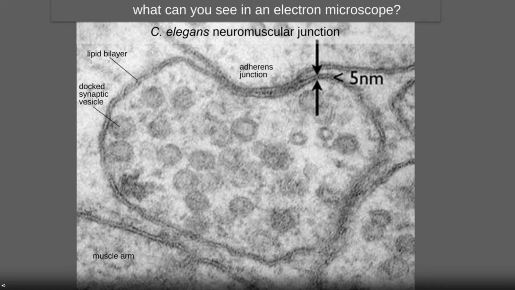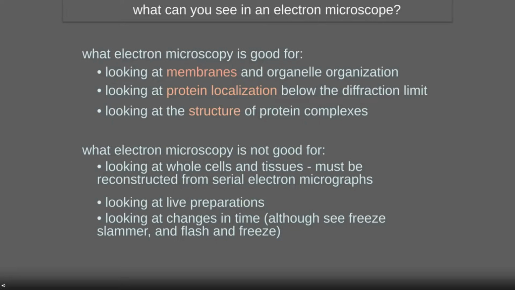But as you can see in these images, electron microscopy can allow you to look at these organelles that you cannot see otherwise. And so electron microscopy is really good at looking at structures within the cell. And so to summarize, what electron microscopy is good for is really looking at the membranes and the organelle organization, and then looking at the protein localization below the diffraction limit.